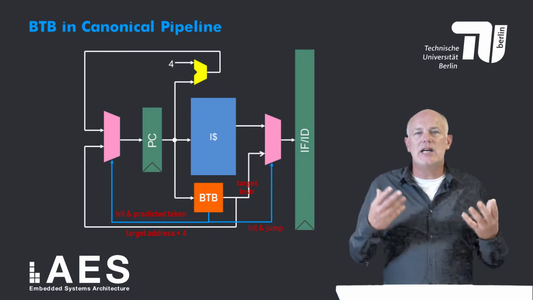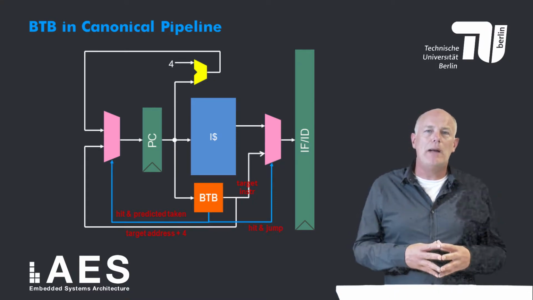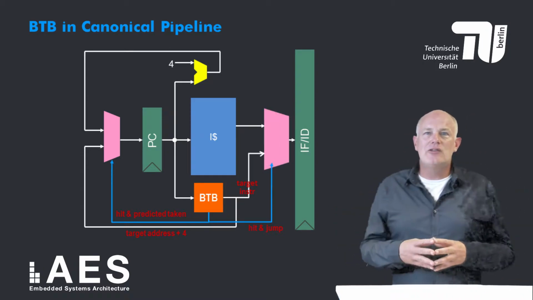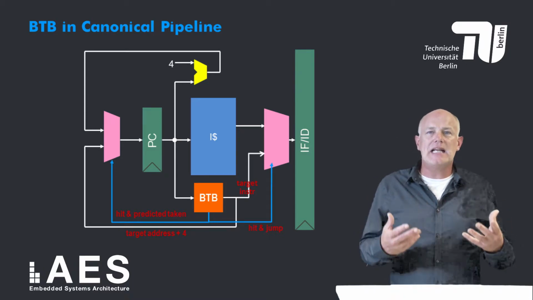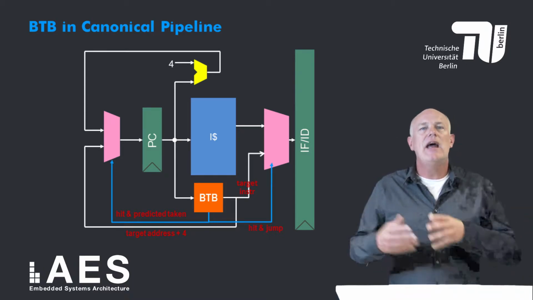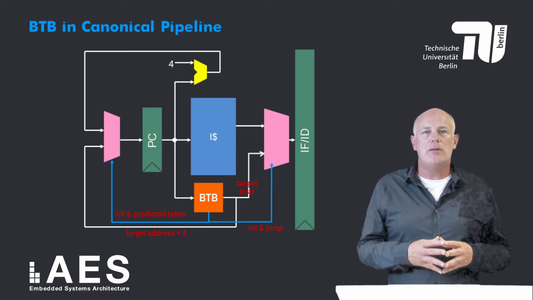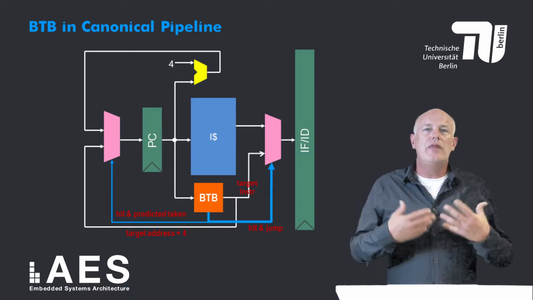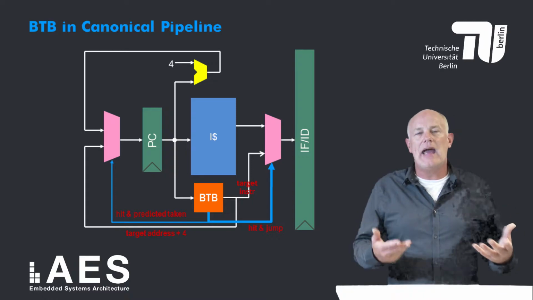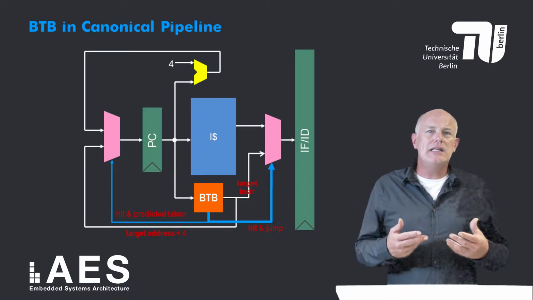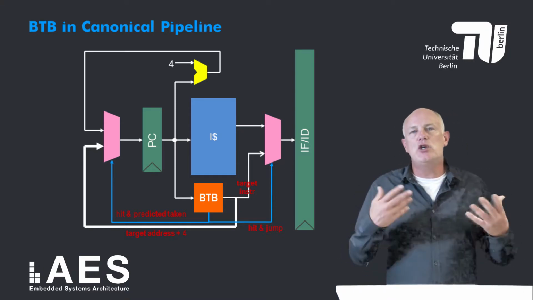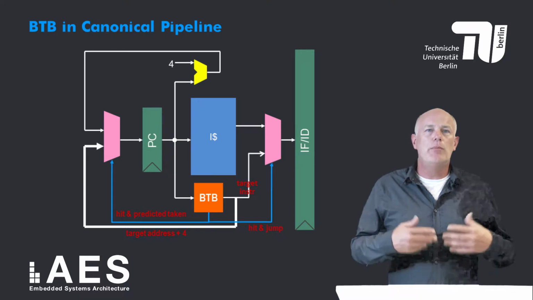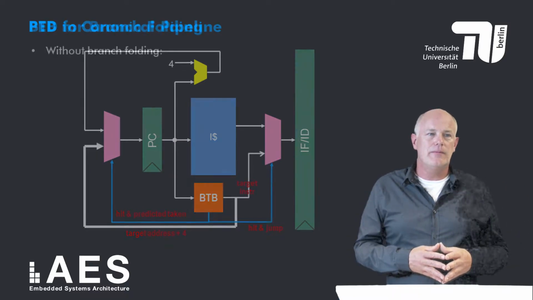In this figure, I sketch how branch folding can be implemented in the canonical pipeline for unconditional branches, that is, jumps. A multiplexer has been added to the data path. This multiplexer selects between the instruction fetched from the instruction cache and the target instruction obtained from the branch target buffer. If there is a hit in the branch target buffer and the instruction is a jump, then the target instruction is latched into the IFID pipeline register. In addition, the next PC should be target address plus 4, since we do not need to fetch the target instruction anymore, but the instruction after the target instruction.